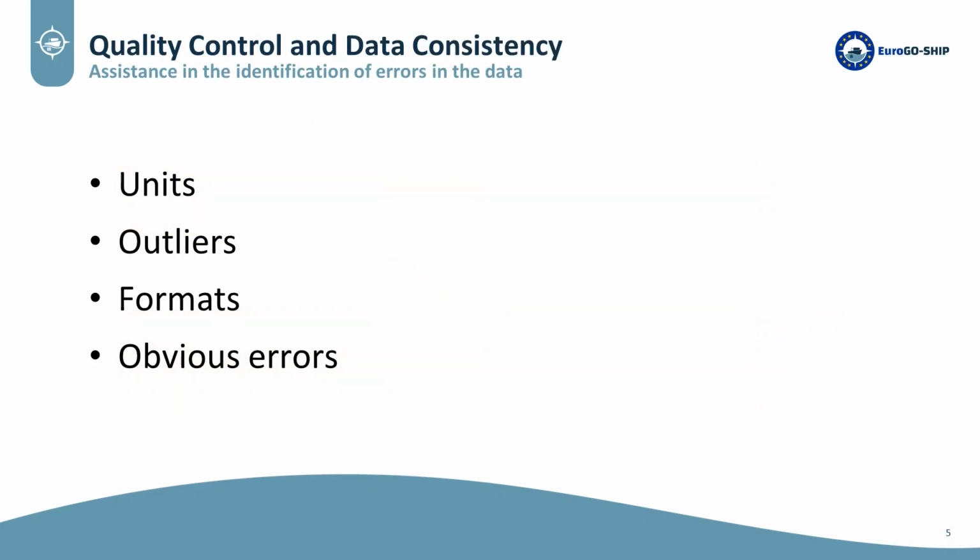The application helps ensure internal consistency within each hydrographic dataset by assisting in identification of errors in the data. The units check confirms that all measurements use the appropriate and consistent units. This means meters for depth, seconds for time, avoiding interpretation errors.